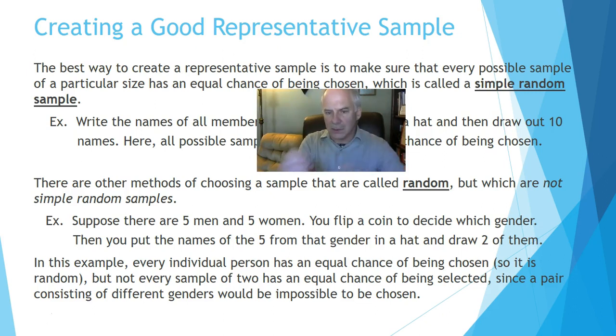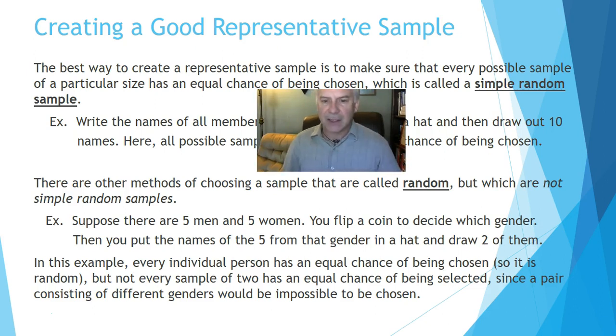So let's say you flip a coin and it comes up heads. So you take the 5 women and you choose 2 of them. So you put their 5 names in a hat and draw out 2 of them. So that seems to be a fair way of doing it. That seems to be a random way to do it, because you're flipping a coin to decide the gender, and then you're choosing 2 out of the 5 in the hat.